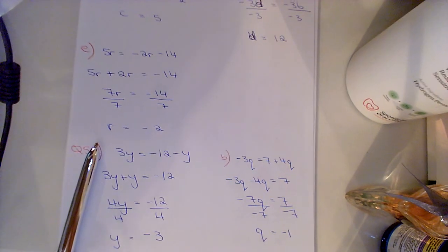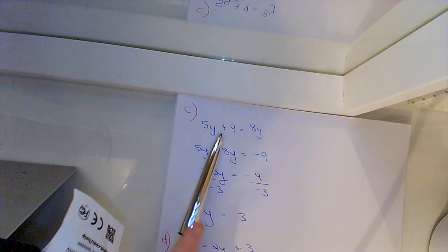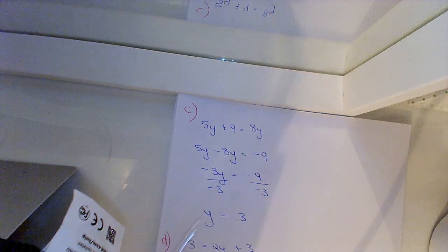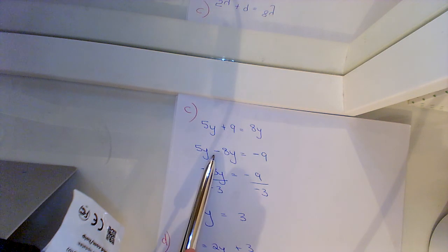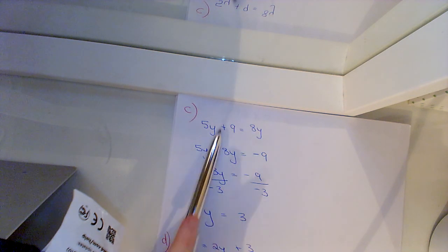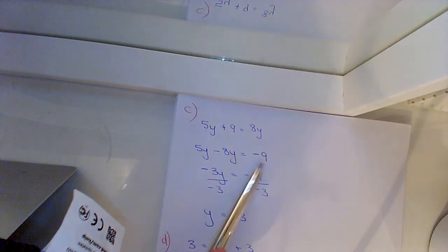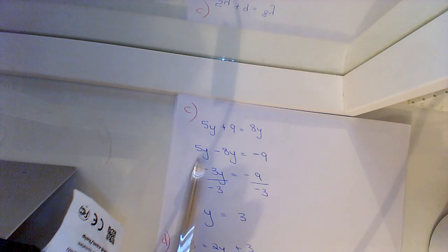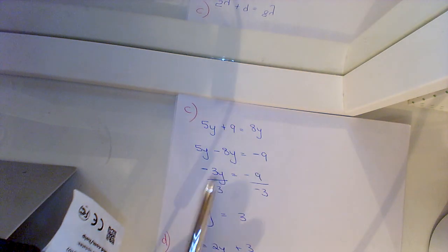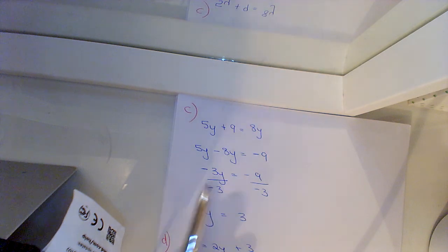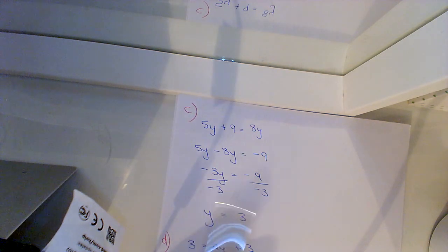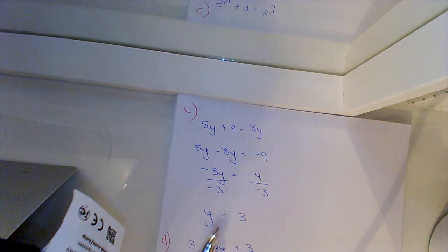Part C then, I have 5y plus 9 is equal to 8y, so I need to have letters on the left, numbers on the right. So I'll have 5y, this is plus 8y, when I bring it over it becomes minus 8y is equal to, when I bring this over to the right hand side, I get minus 9. So now I have 5y, take 8y is minus 3y is equal to minus 9. I want to find out what just 1y is equal to, so I'm going to divide across by minus 3, divide across by minus 3, and I will get y is equal to 3.